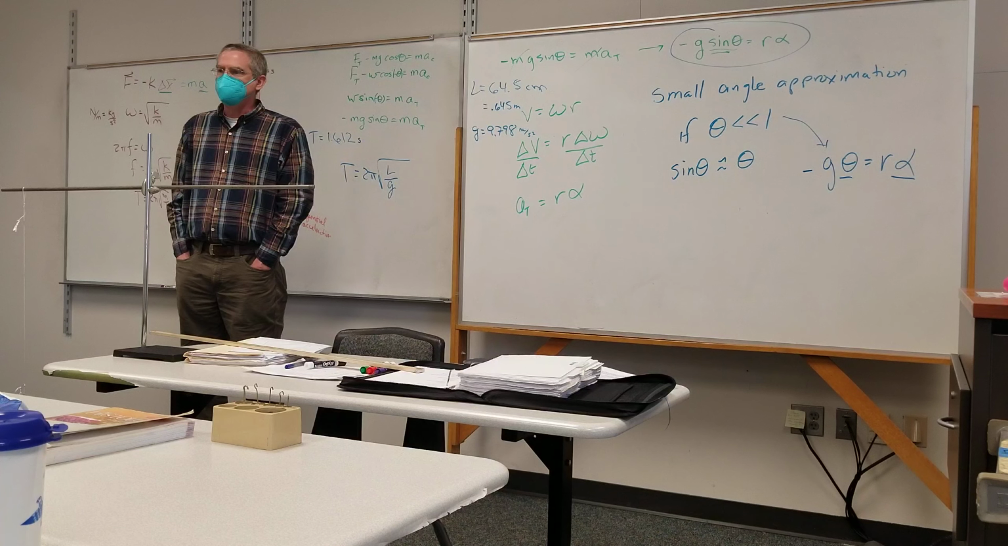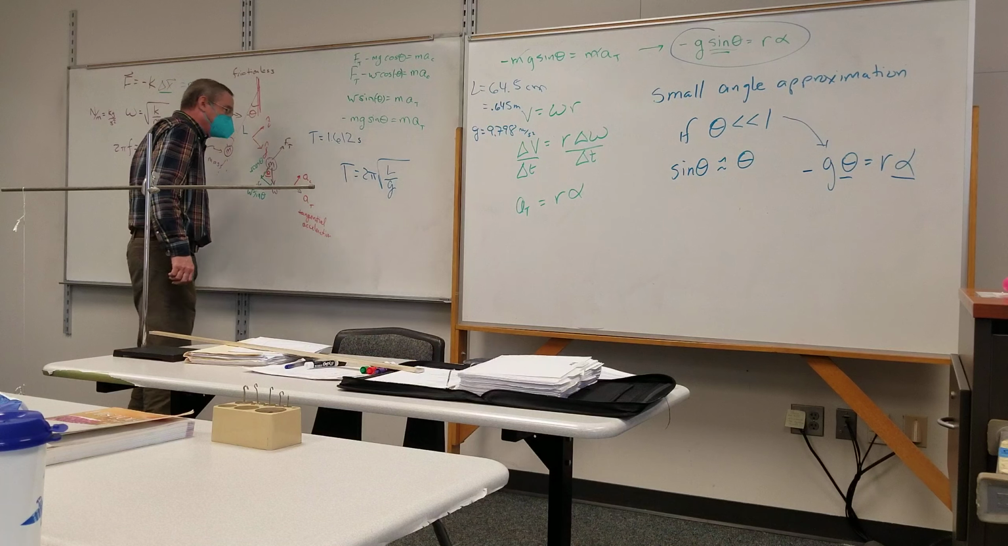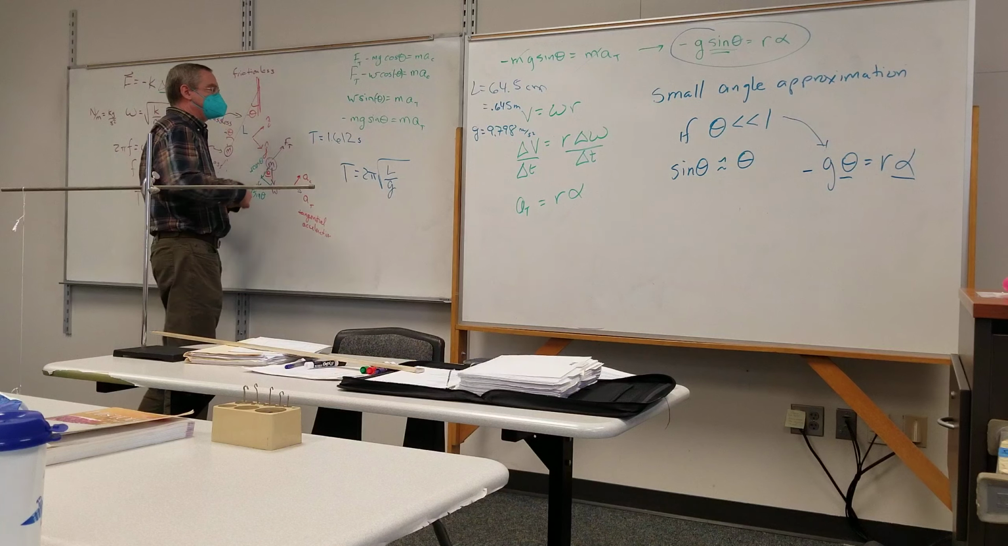What'd you get? 15.7 seconds. So you had 15.7 seconds for 10 oscillations, so that gives us 1.57 seconds. So that was our experimental, compared to the theoretical 1.63, so about 3% off. We don't have too many experiments or demonstrations where we're that close.